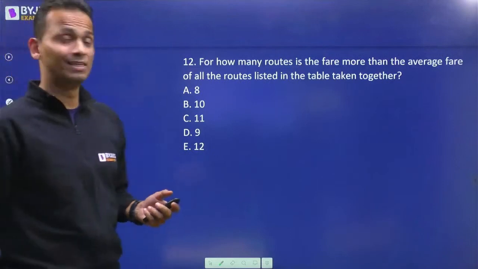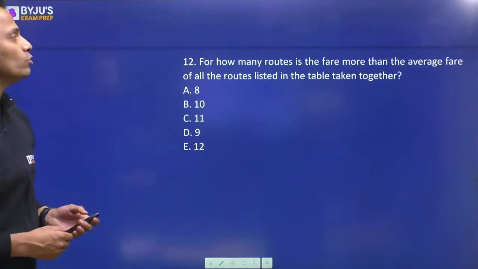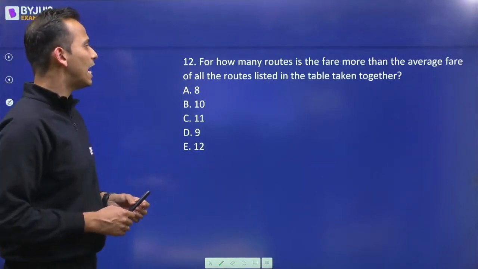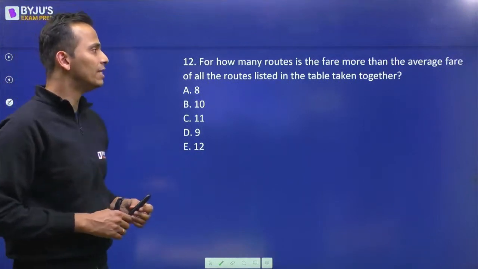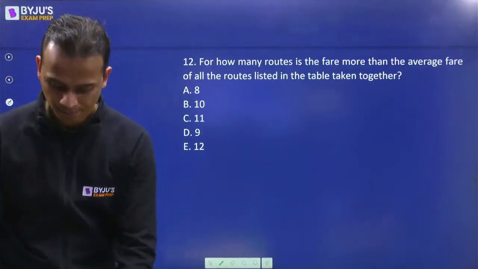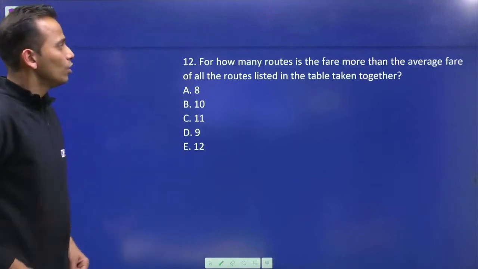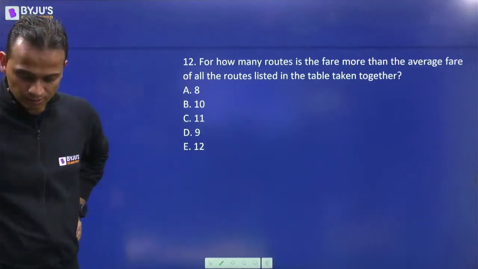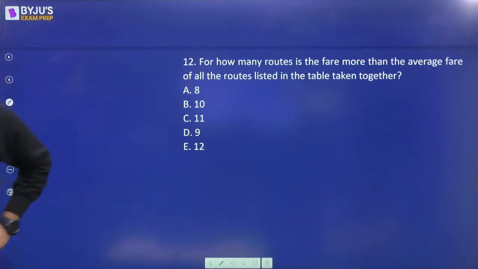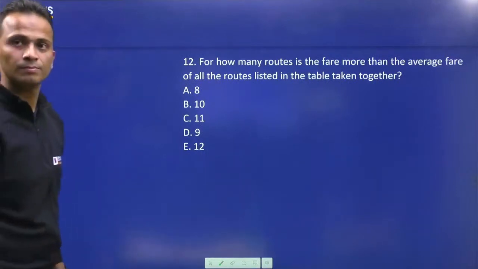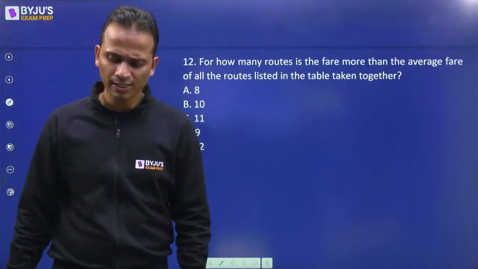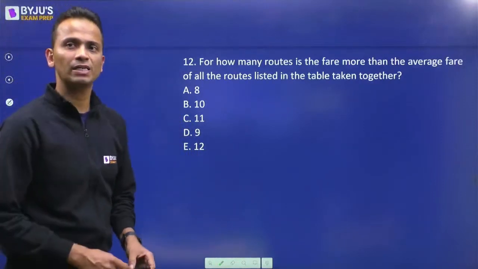For how many routes is the fare more than the average fare of all the routes listed in the table together? For how many routes is the fare more than the average fare of all the routes listed in the table taken together? It's a simple calculation, so do the calculations quickly and give me an answer.